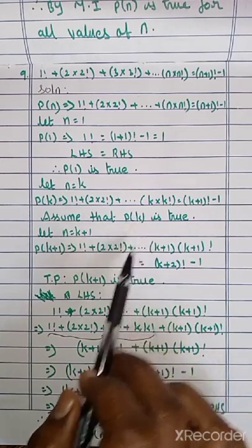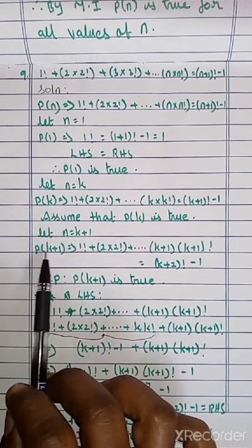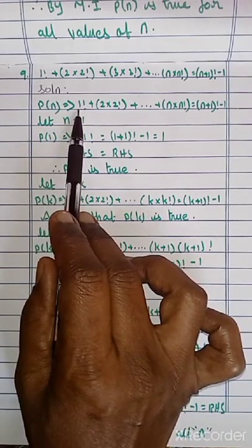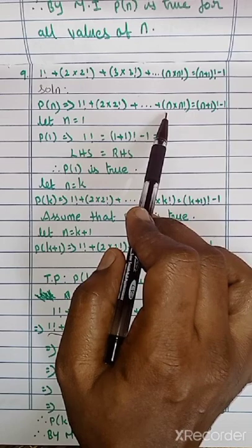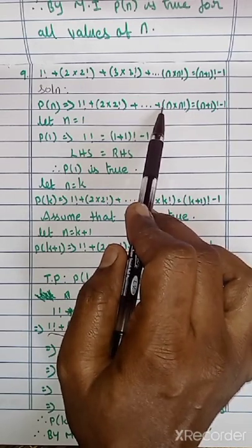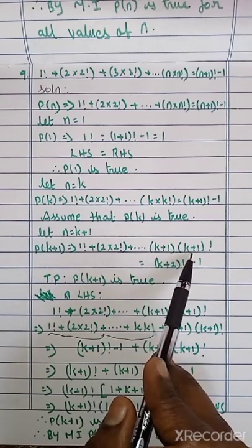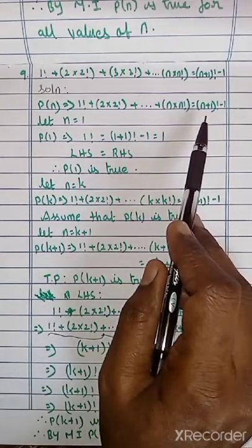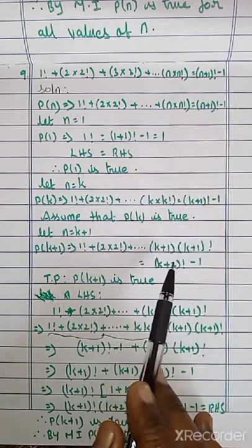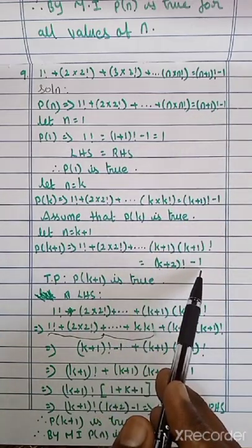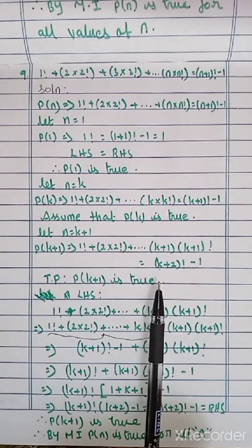What is the last step? Let n equal k plus 1. So P of k plus 1 equals 1 factorial plus 2 into 2 factorial, etc. up to, instead of n, what we have to substitute? k plus 1. So (k plus 1) into (k plus 1) factorial. Look at here, (k plus 1) into (k plus 1) factorial. And your right hand side, k plus 1, here what plus 1 is there, so (k plus 2) factorial minus 1. What we want to prove? P of k plus 1 is true.